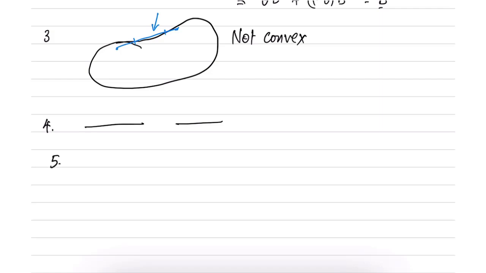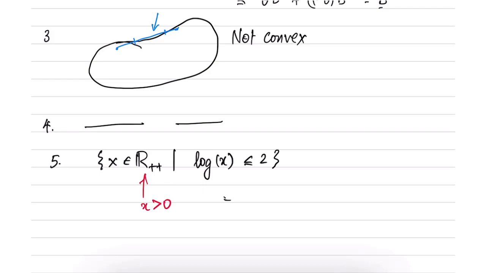So let's consider this example. x belongs to R plus plus such that log of x is less than or equal to 2. Now this notation means that x is strictly positive. x is not 0, it is strictly positive. Now you can see that this set can be written as x between 0 and e raised to the power 2.